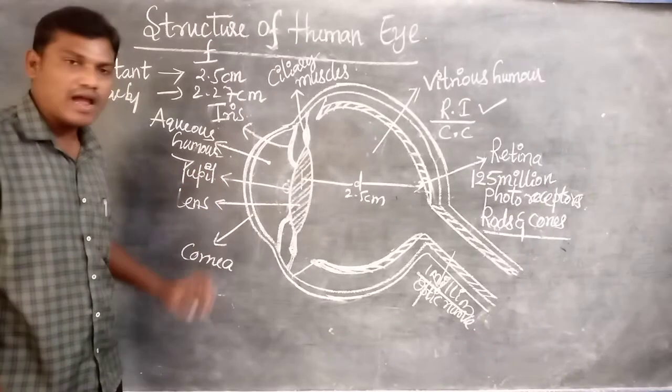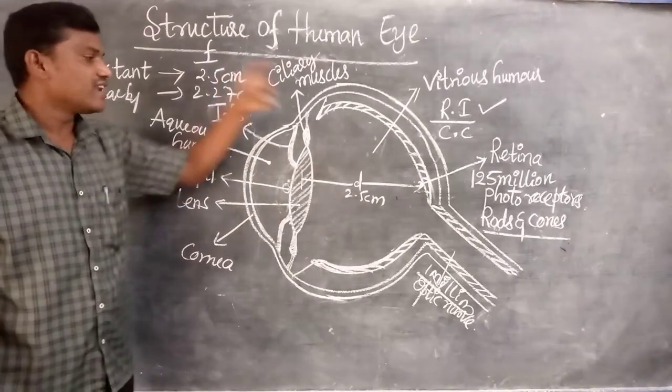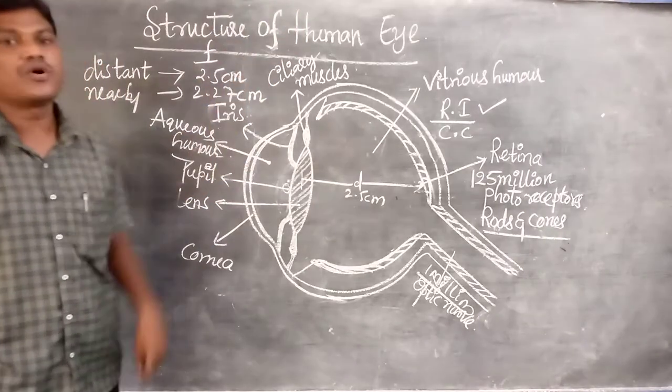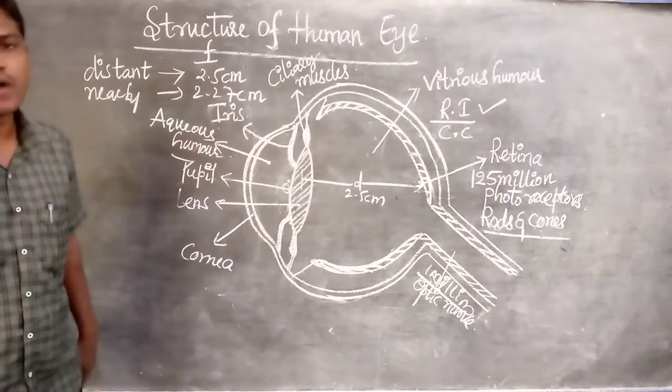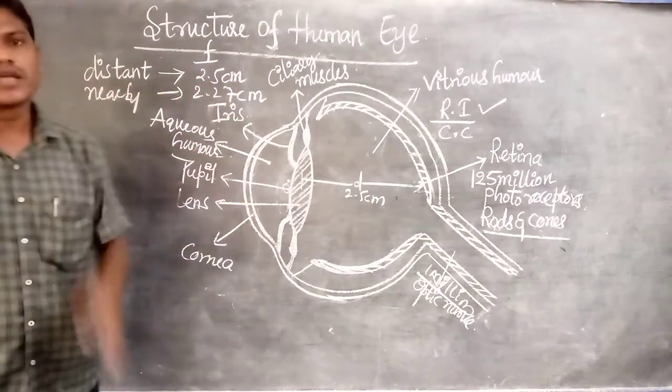So the pupil is which color? Black color, because through the pupil only the light enters into our eye. After entering our eye, it does not come back. That's why it does not reflect any part of the light. Due to that reason, it appears which color? Only black color.